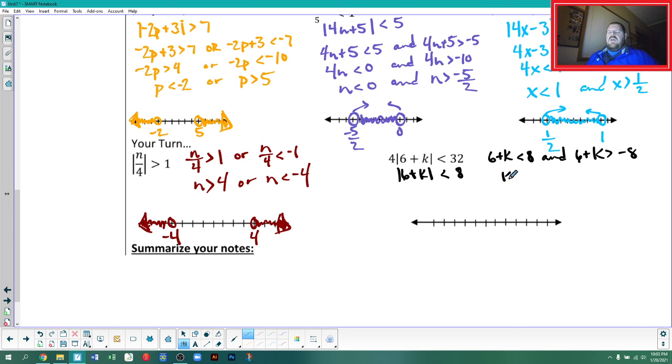Subtract 6 on both sides. k is going to be less than 2. And when we subtract 6, greater than negative 14. I got negative 14. I got 2. Open circles, yet again. Greater than negative 14, less than positive 2. Shade in between, shade where they're both true. And there we go. All right, so that's that.